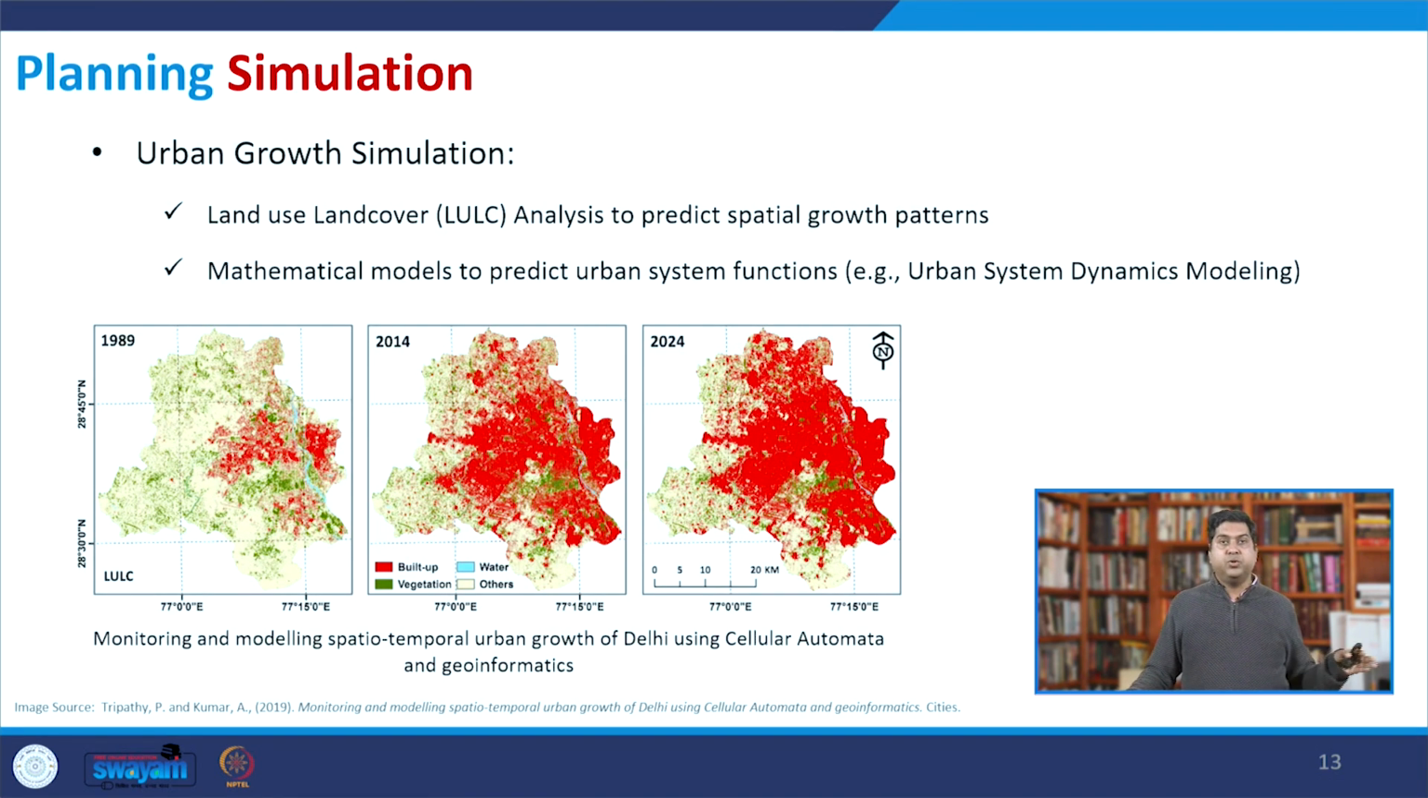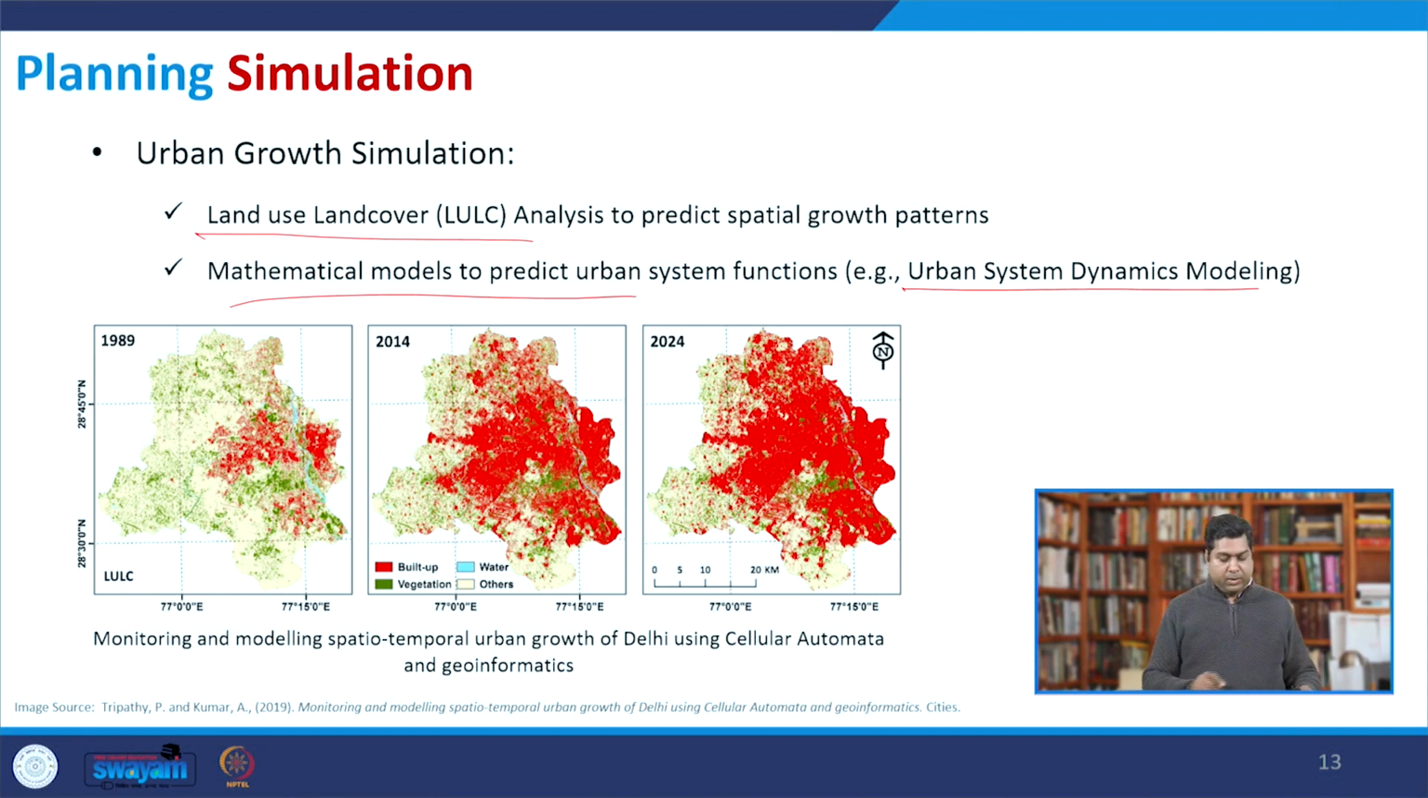Now urban growth simulation is something where you perform simulation and apply some spatial methods by which you can do land use land cover (LULC) analysis and predict the spatial growth pattern, analyzing the trend and also what would be the future direction of growth. Mathematical models are established to predict urban system functions, like urban system dynamics modeling, where you simulate what will be the growth in population, what will be the growth in vegetation, and what will be the reduction in the water body if the same trend continues.